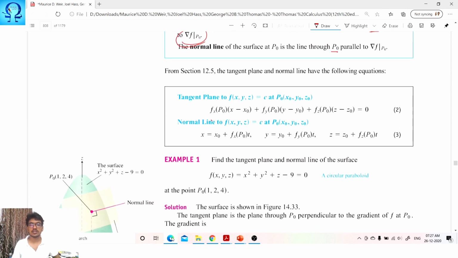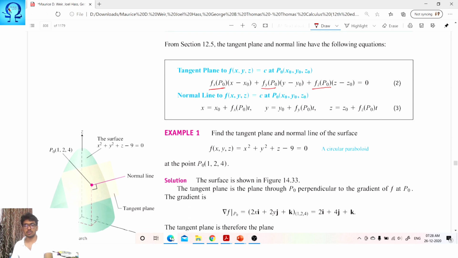The equations of the tangent plane and the normal line are given like this. Take the derivative of f with respect to x evaluated at the point, and similarly identify all the derivatives and multiply them with x minus x naught, y minus y naught and z minus z naught. Add these up, and that gives the required tangent plane. The parametric form of the normal line is found using these formulas.